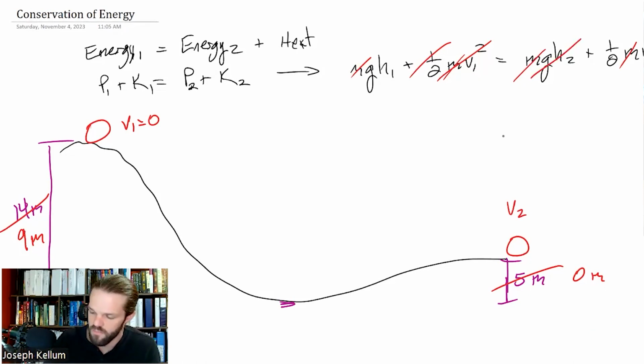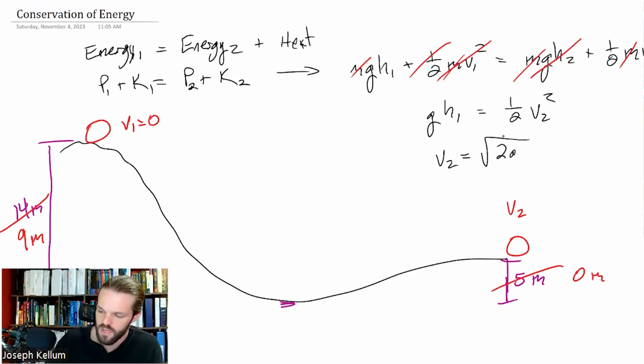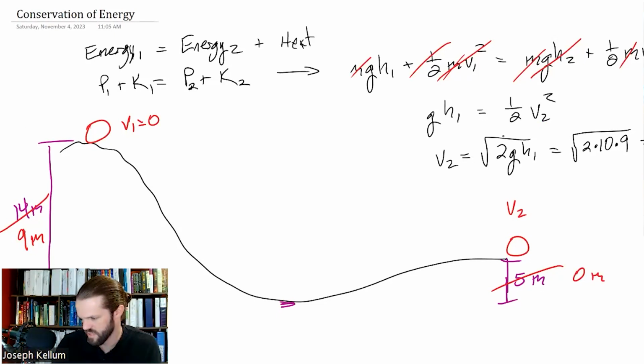And so then if we pull everything down just to simplify it for ourselves, we've got gh1 is equal to 1/2 v2 squared, which is just so much easier to work with. And then we can simplify it further and say that v2 is equal to radical 2gh1. If we plug that stuff into the equation, we've got radical 2 times 10 times h1, which we said was now 9, right? So 2 times 10 times 9, that's like, I don't know what that is. Was that 180? Radical 180.